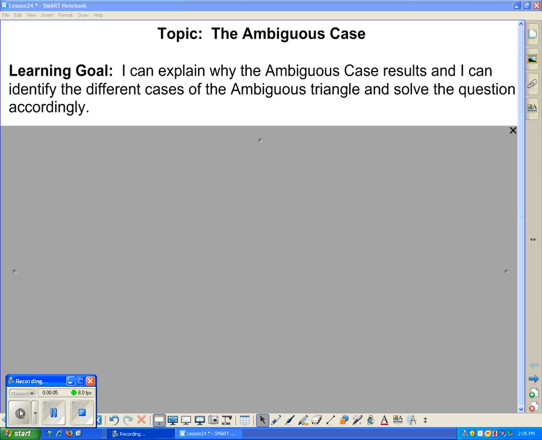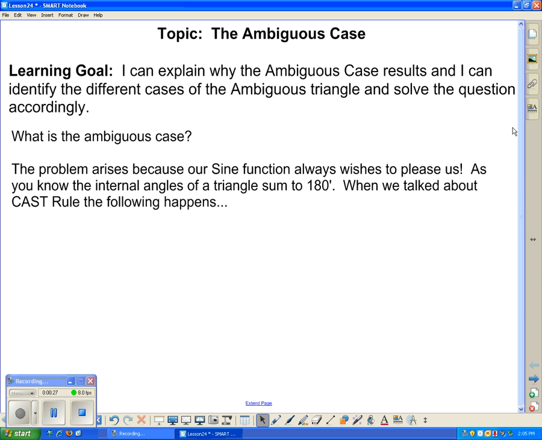We're looking at what we call the ambiguous case. The ambiguous case. What's the learning goal? I can explain why the ambiguous case results, and I can identify the different cases of the ambiguous triangle and solve the questions accordingly. So basically, I understand the ambiguous case and I can apply the skills necessary. So here we go. What is the ambiguous case?